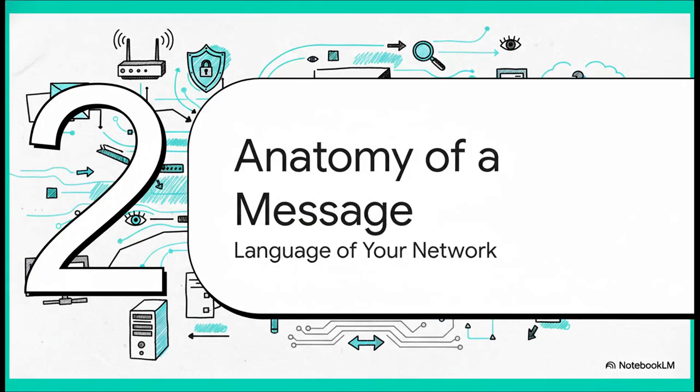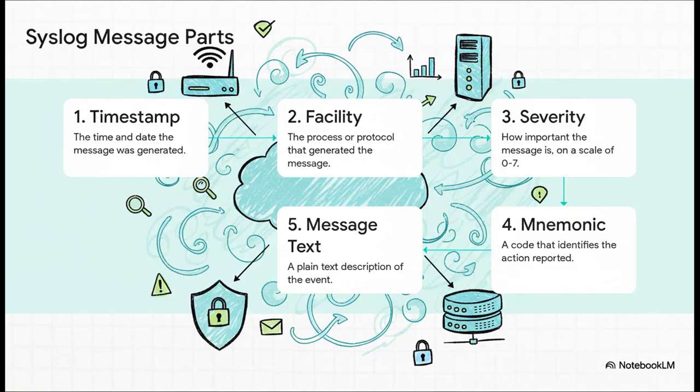Okay, so now that we know what it does, let's look at how it does it. We're going to break down a typical Syslog message because to make any sense of all this, you've got to learn to speak your network's language. So every Syslog message has these 5 basic parts. And what's so cool is how they fit together to tell a complete story. You've got the timestamp, when it happened, the facility, what part of the system sent it, the severity, how bad it is, a mnemonic, which is just a short code for the event, and then the message itself.